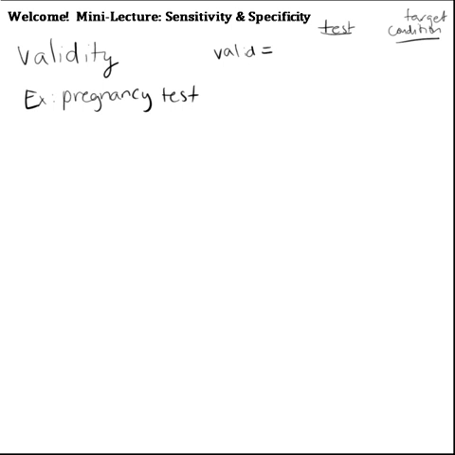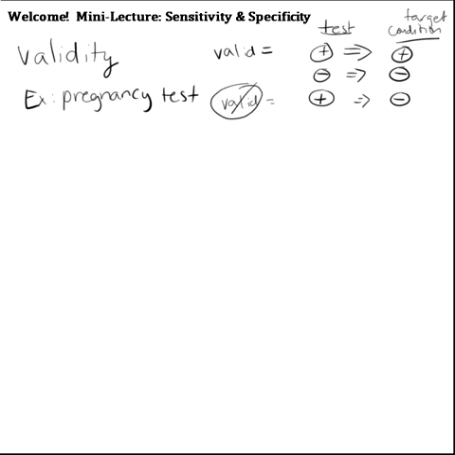So if the test is valid, it will correctly show a positive sign if the woman is actually pregnant, actually has the target condition, and it'll show a negative sign if she is not. So these are our true positives and true negatives. If the test is not valid, then it has a better chance of showing a positive result even though the woman is not pregnant, and vice versa. It will come up with a negative result even if the woman really is pregnant. So these are called our false positives and false negatives.